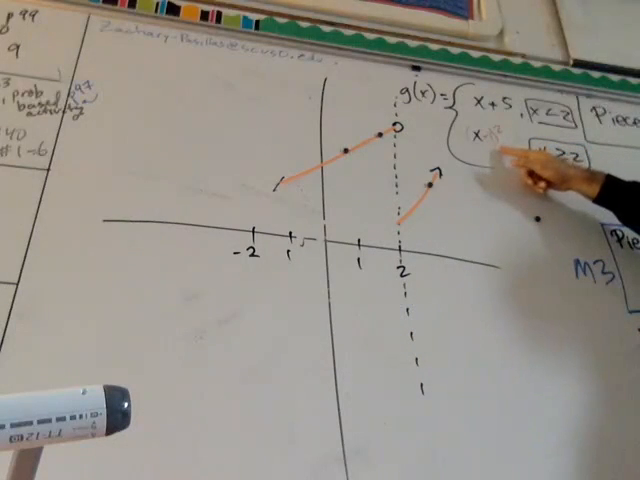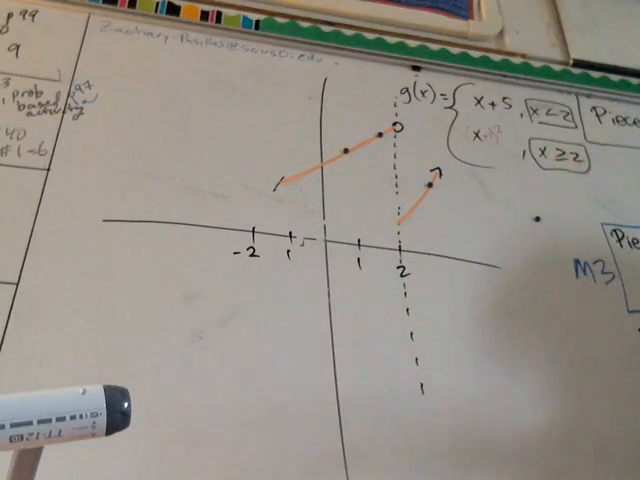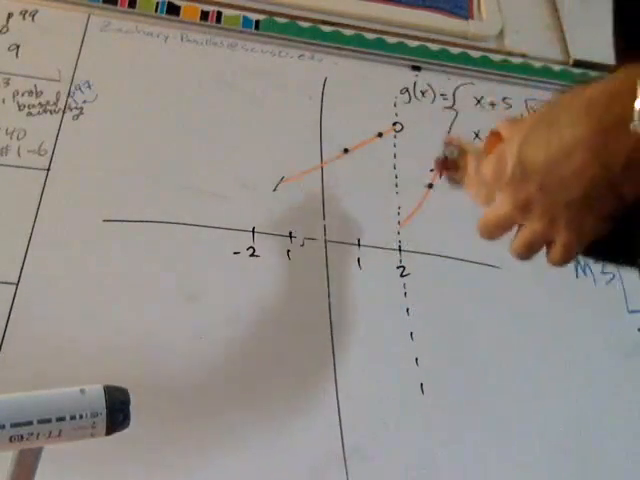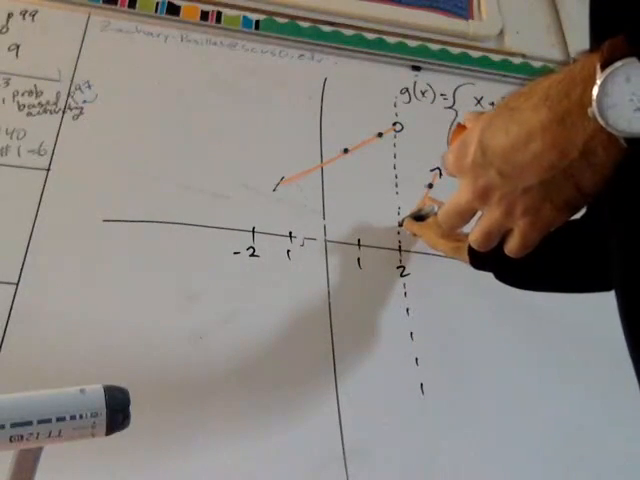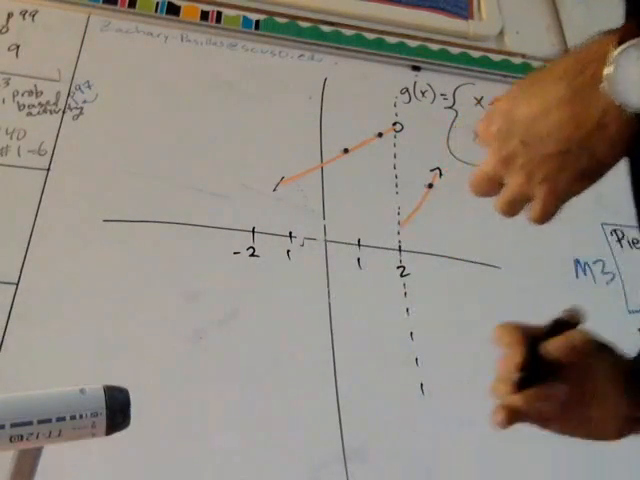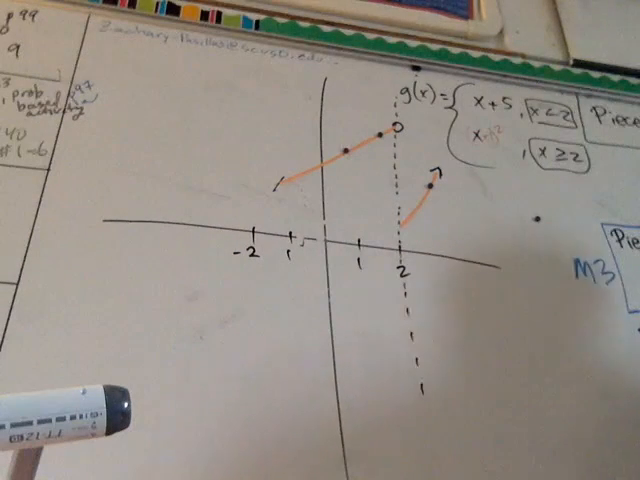The parabola, though, right here, it says x is greater than or equal to 2, so what should I put as far as where that function meets this 2 line? What should I do? What should I put here? That should be the easiest question of the day.